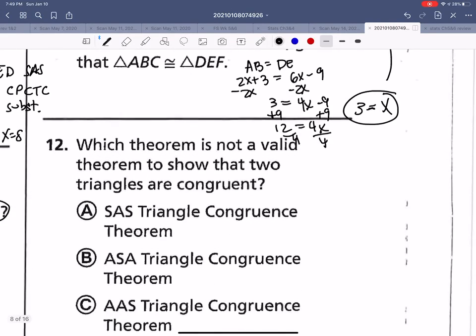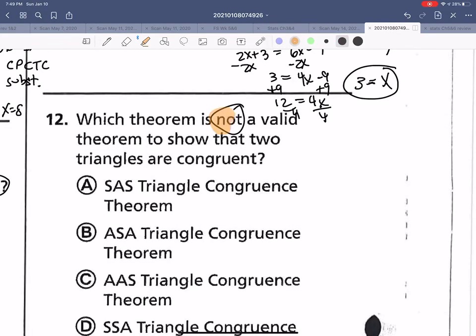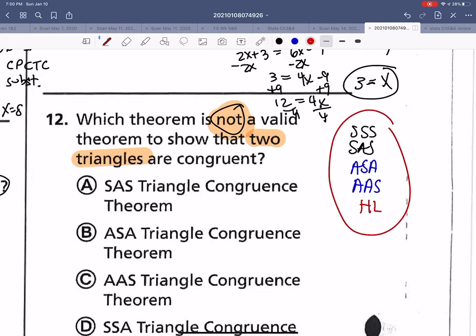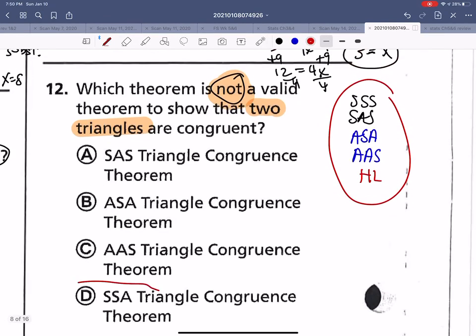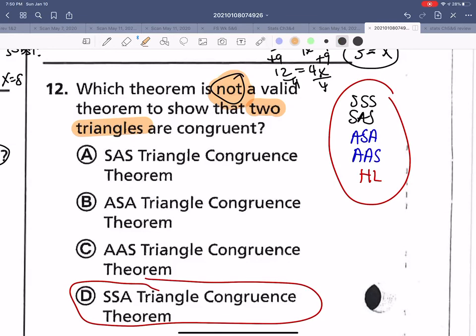12. Which theorem is not a valid theorem to show that two triangles are congruent? So we know our triangle congruence theorems are SAS, side, side, side. These are on the board, right? Angle, side, angle, angle, angle, side, and HL. So we're going to be looking through to see if anything, oh, backwards, no. That's no good. That is not a triangle congruence theorem.